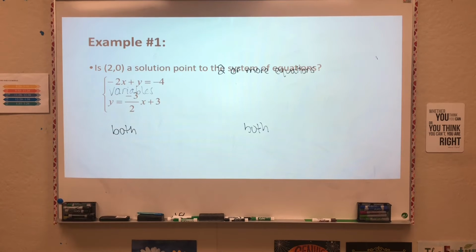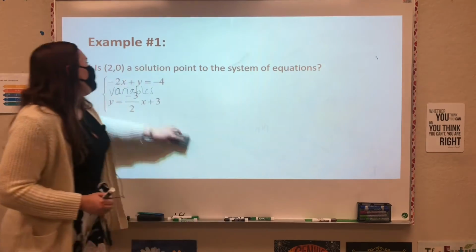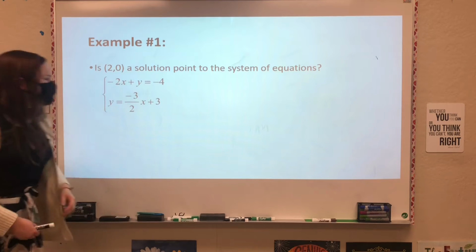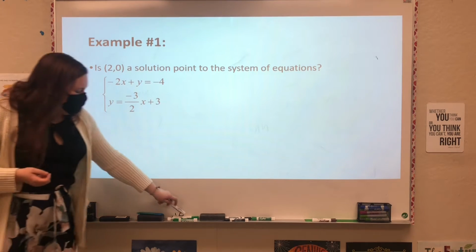So for example, I could ask you, is the point (2, 0) a solution point to the system of equations? If I wanted to check to see if it was a solution point, what do you think I'm going to do?